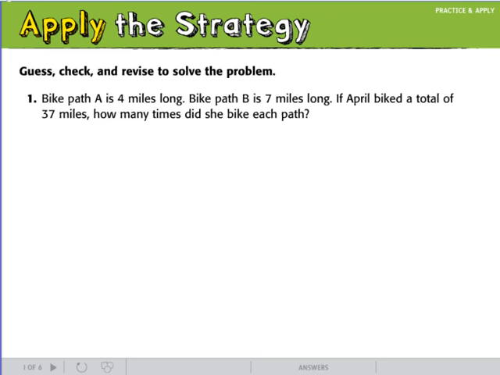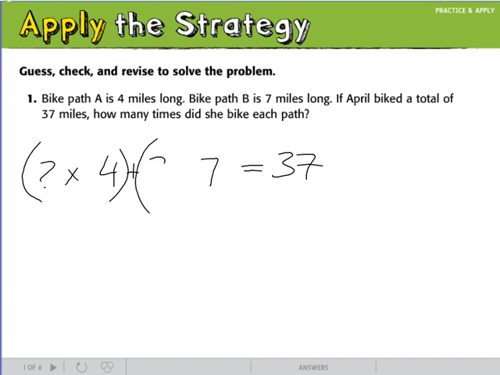So this is where we're going to start planning. We know that this is 4 miles. We know that this is 7 miles. And we know that it has to equal 37 miles. What we don't know is how many times she rode here and how many times she rode there.